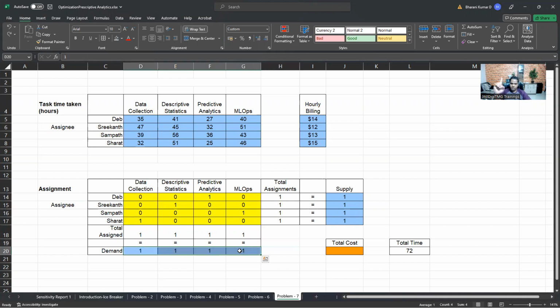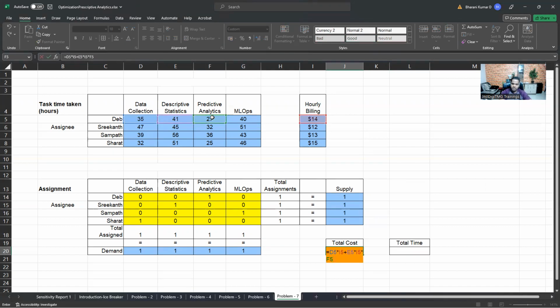So you're saying demand, always one, supply, always one. This also I'll remove. So we want to minimize the total time. Total cost, I've just mentioned it like that because you can always do this: this multiplied by 14, plus this multiplied by 14, plus this multiplied by again $14, plus number of hours multiplied by total billing, plus you continue doing that. This multiplied by this, you keep doing that throughout. You'll get some cost.